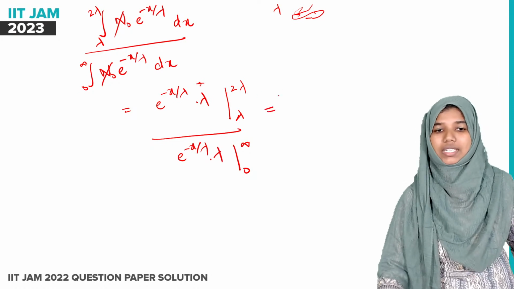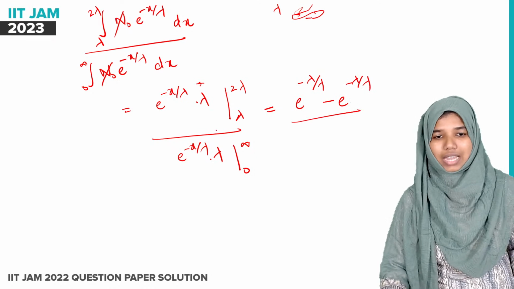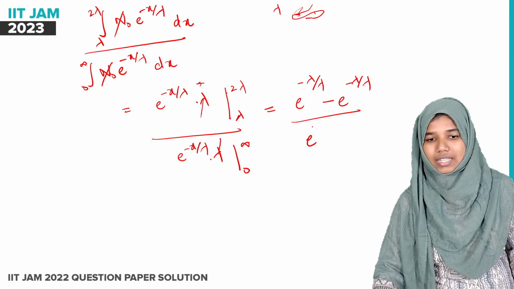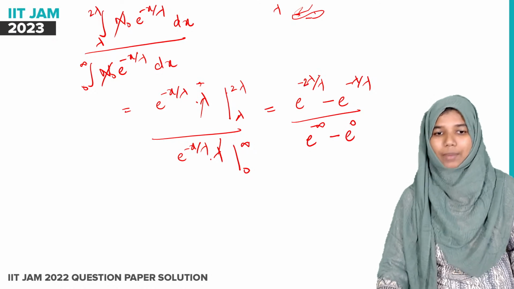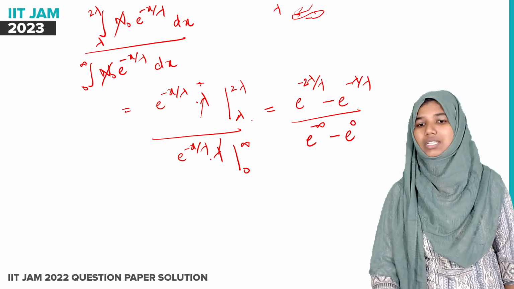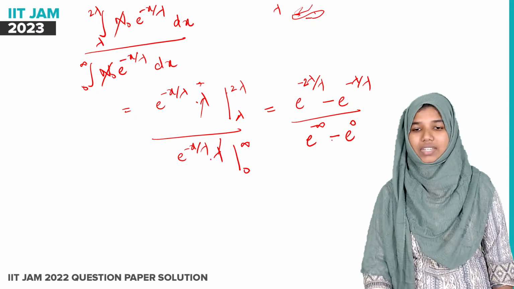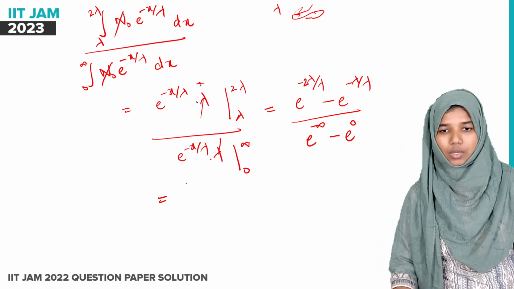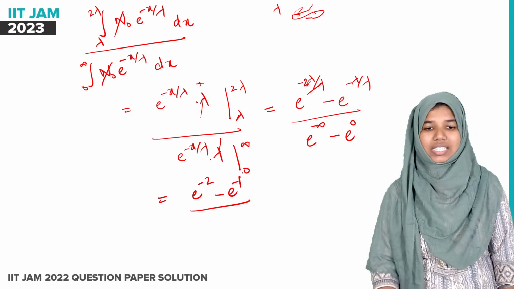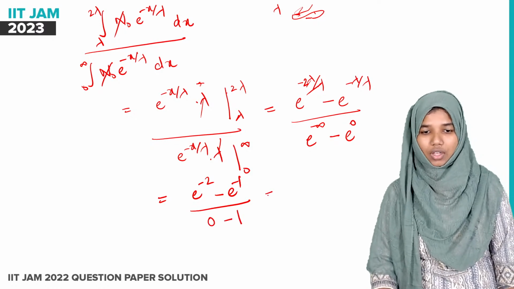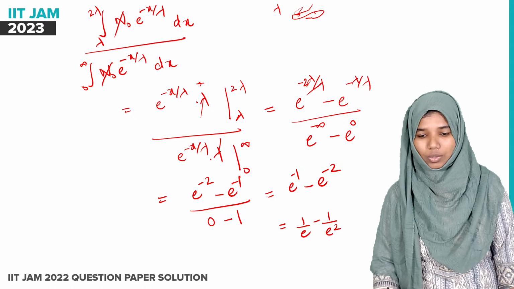Okay, so when we put the limits, exponential minus 2 lambda by lambda minus exponential minus lambda by lambda, this lambda cancels. When putting infinity, exponential minus infinity minus exponential 0. So this is equal to exponential minus 2 minus exponential minus 1 divided by exponential minus infinity, which is 0, minus 1. Or this can be written as exponential minus 1 minus exponential minus 2. This is 1 by e minus 1 by e square.